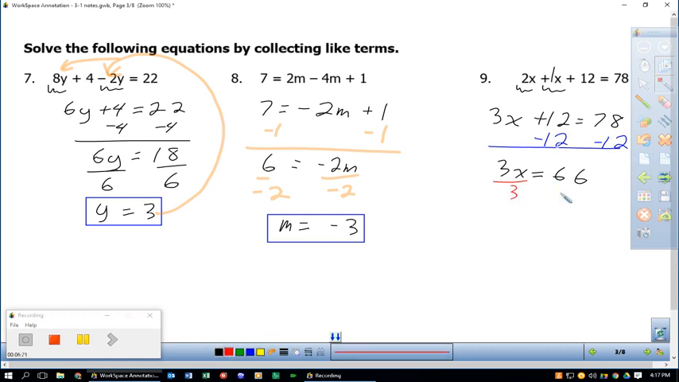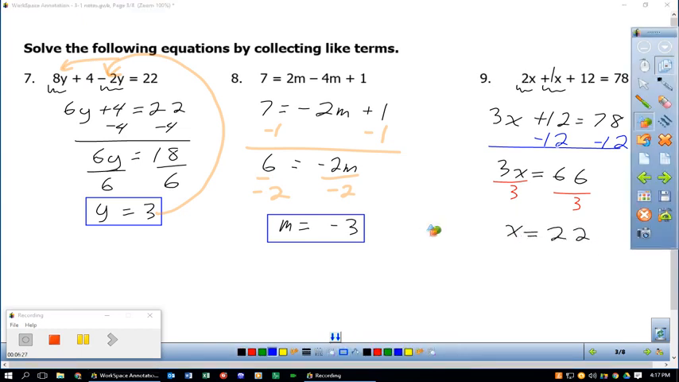Dividing by 3 on both sides, we get that x equals 22. And again, we should be able to plug 22 back in up there. Let me just do that real quick in my head. 44 plus 66. Yes, that actually checks out. It's a true statement with that plugged in.